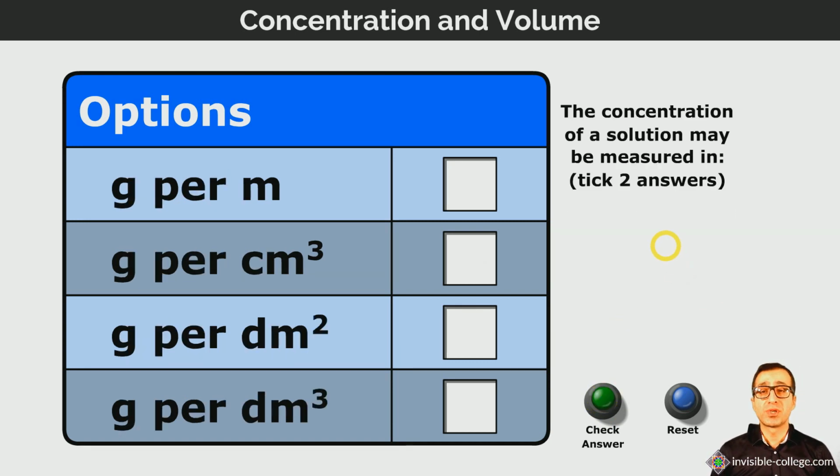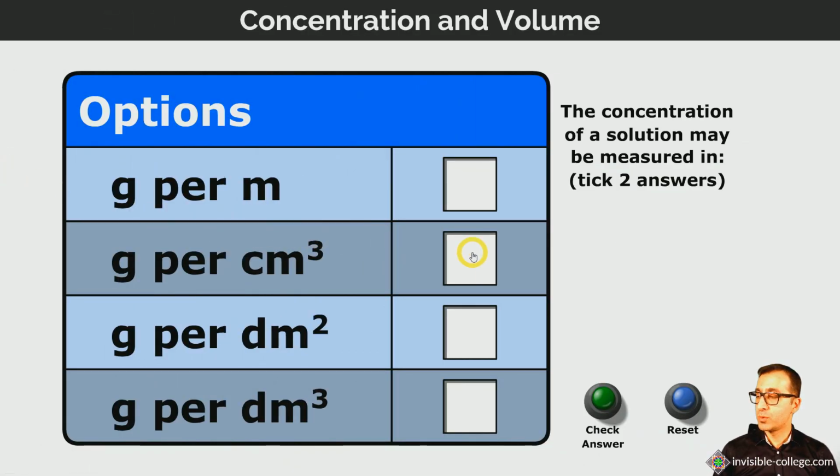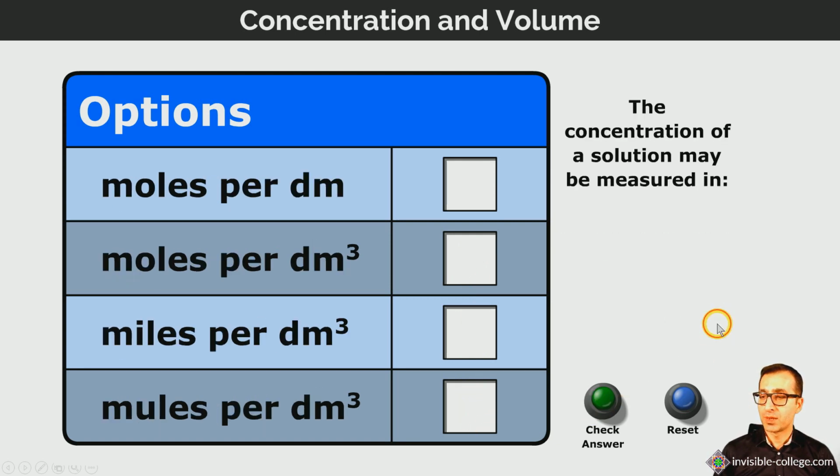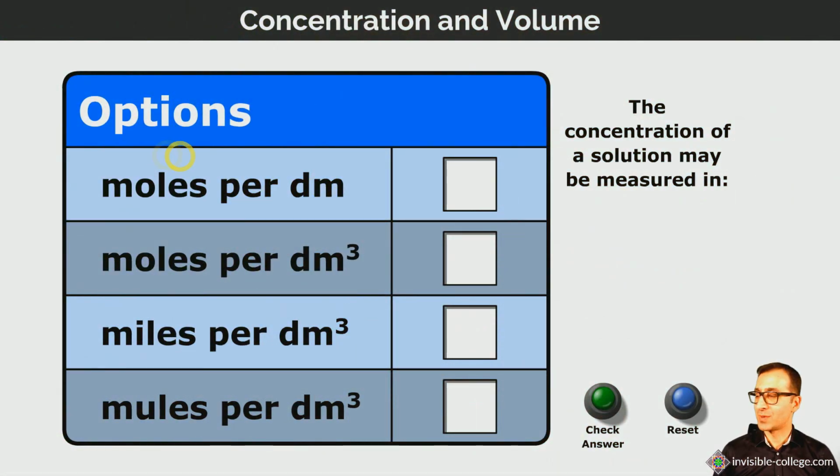Now, the concentration of a solution can be measured in two of these four ways. So which two of these four options would be appropriate for measuring the concentration of a substance in solution? Okay, good. So this one would be appropriate, grams per cubic centimeter, and this one also would be appropriate, grams per cubic decimeter. What about this one? The concentration of a solution can be measured in which of these four units? Good. All of you got that one correct. Well done. So moles per cubic decimeter.